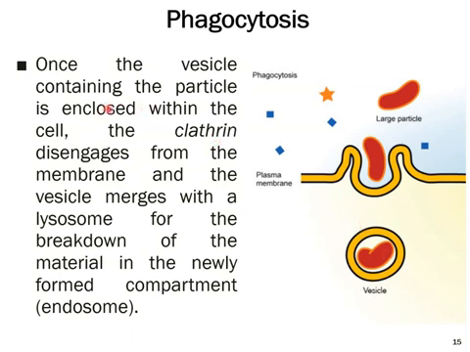Once the vesicle containing the particle is enclosed within the cell, the clathrin disengages from the membrane and the vesicle merges with a lysosome for the breakdown of the material in the newly formed compartment, which is called the endosome. So this vesicle moves inside, and the clathrin protein disengages because its function is finished. The vesicle goes inside the cell and binds to a lysosome. So what are lysosomes? Lysosomes have the enzymes to break down these different particles. The lysosome releases those enzymes and starts the breakdown of this particle which just entered the cell.